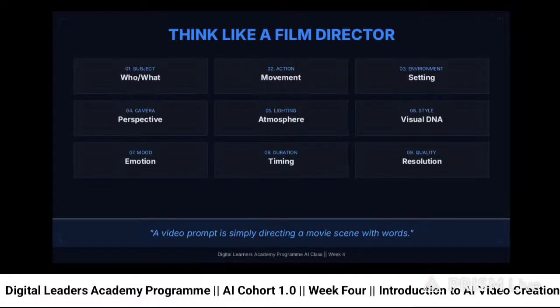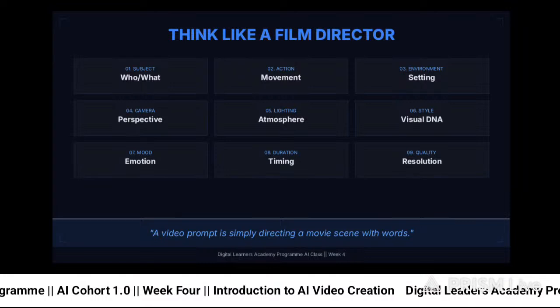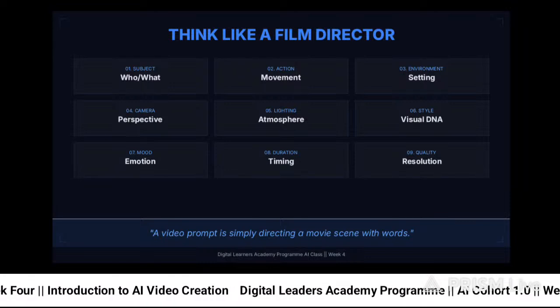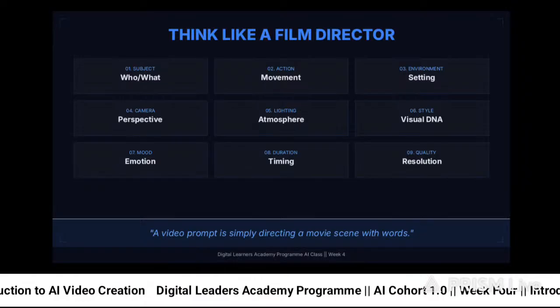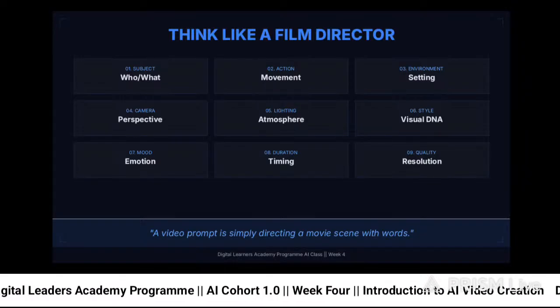The sixth is your visual DNA. What kind of video are you trying to create? The next thing is your mood. What emotion are you portraying to your audience? The next one is your duration, the timing. While the last and most important is your quality, the resolution.